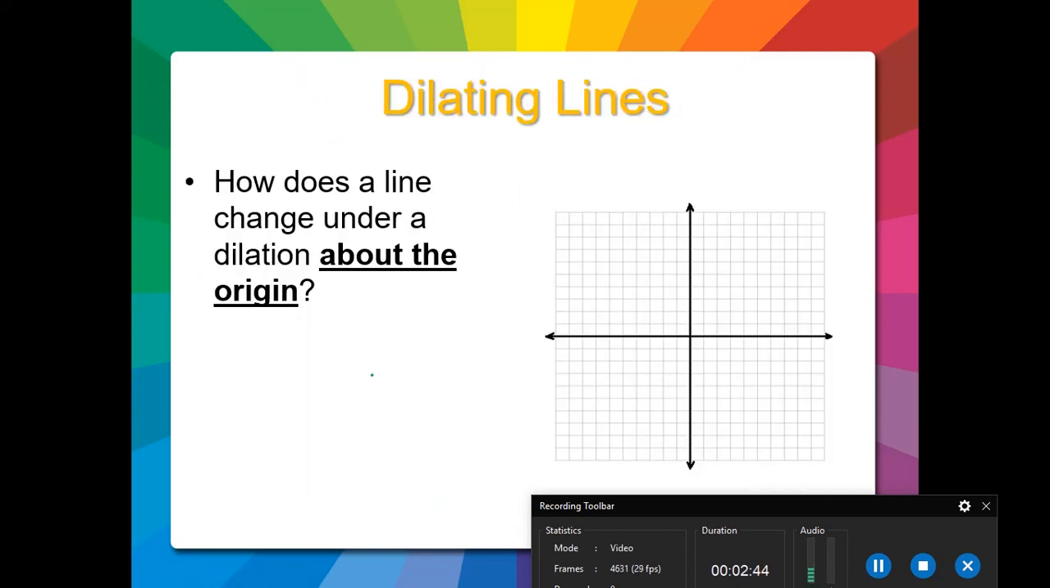We're going to skip to find the next set of examples where we're dilating lines. So instead of having the segment start and stop in an exact location, we know that a line will continue on in 2 directions infinitely. So if we want to dilate a line about the origin, I'm going to first plot this line using my y-intercept and the pattern of the slope. So there it is. The center of dilation is right here at the origin.